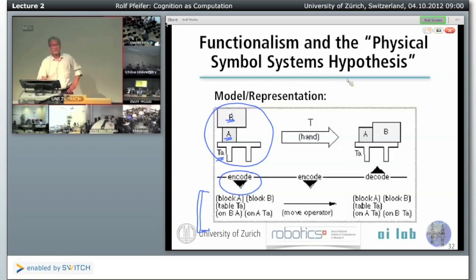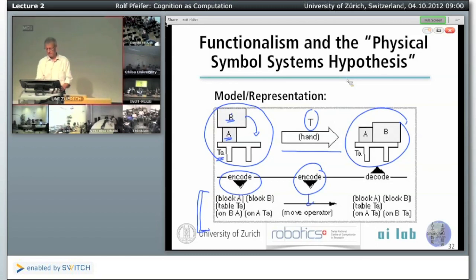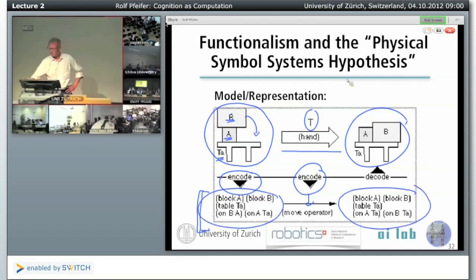Then you can apply an operation T in the real world, which transforms this situation into this one by putting the block here. In the representation, we encode this operation, and we have a move operator that operates on the symbolic representation. We apply the move operator to the symbolic representation, and we get this representation. And then we have a decode operator.